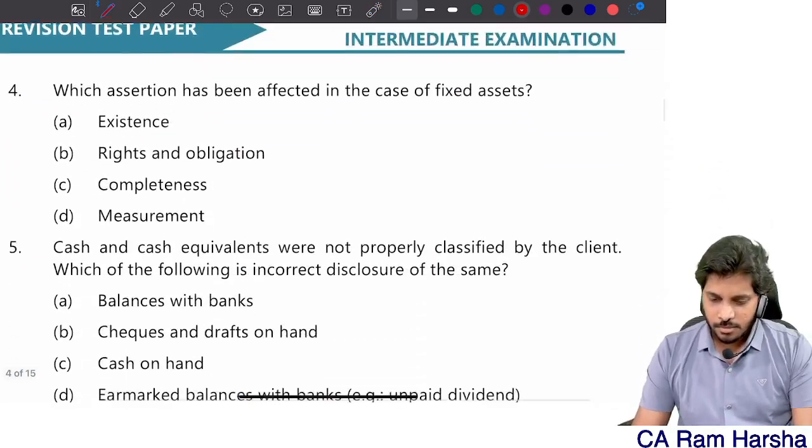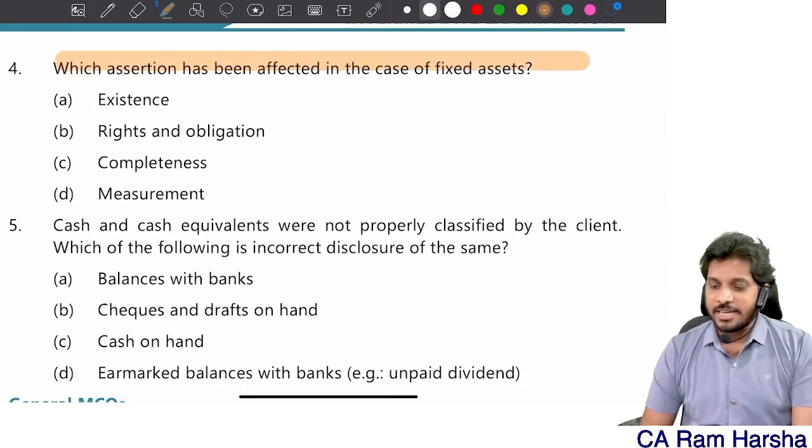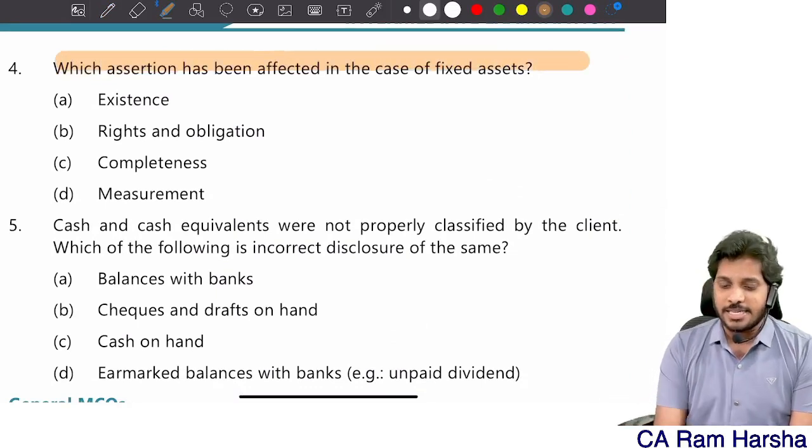Next, which assertion is affected in the case of fixed assets? Ownership, yeah, rights and obligations.